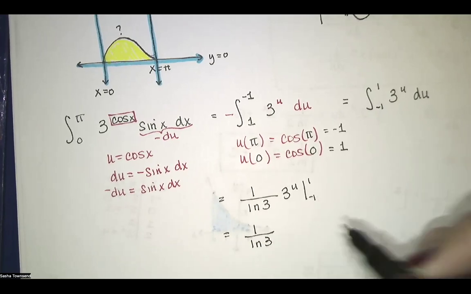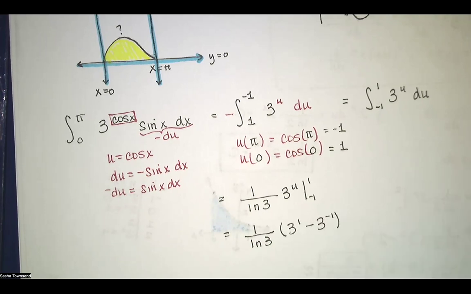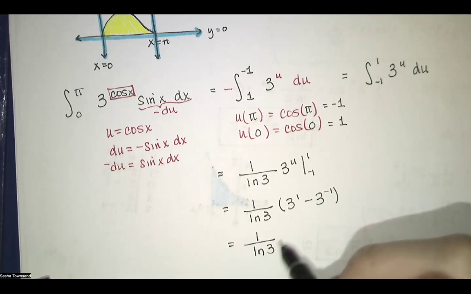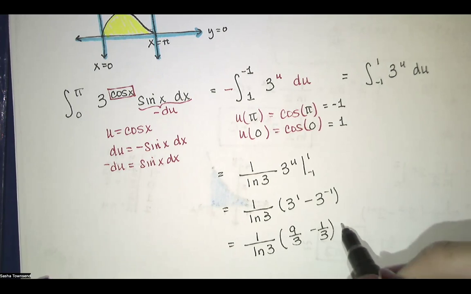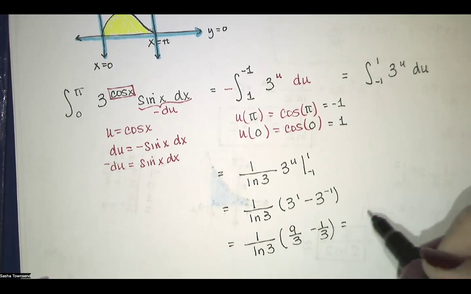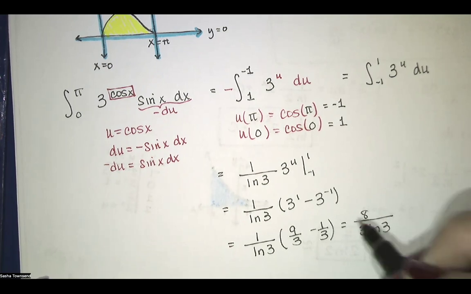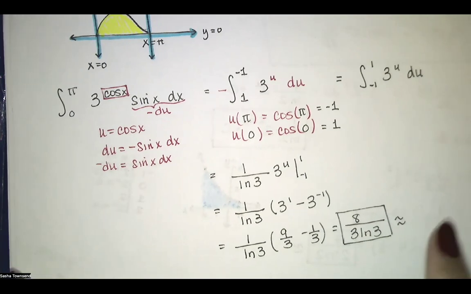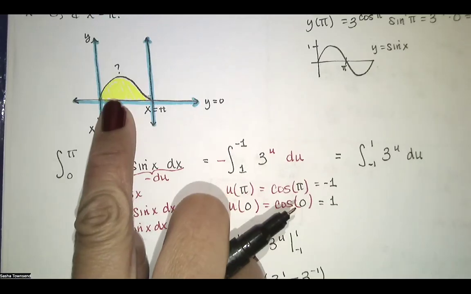So that's 1 over natural log of 3 times 3 to the first minus 3 to the -1. So that's going to be 9/3 minus 1/3. That's 8/3 times 1 divided by natural log of 3. So we're going to have 8 divided by 3 natural log of 3 as our answer. And that's going to be some number. It's going to be a positive number, and it's going to represent an area that looks like this.